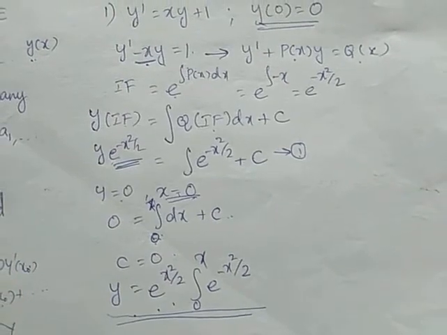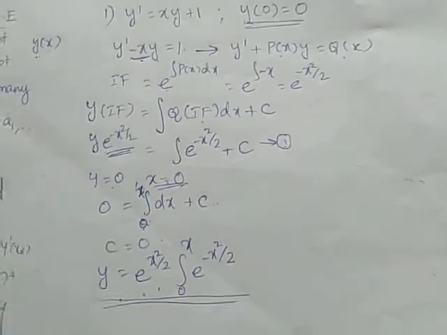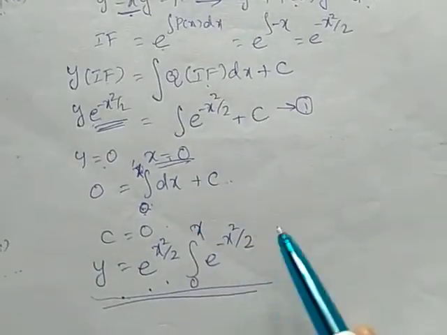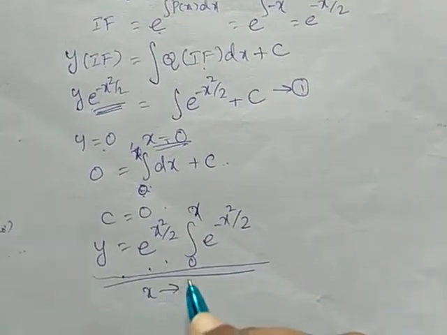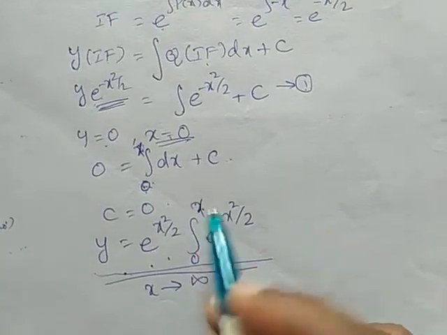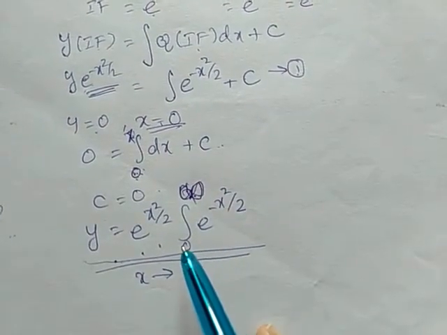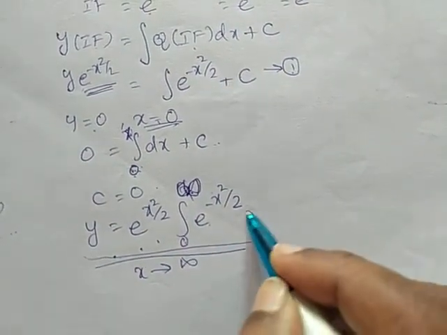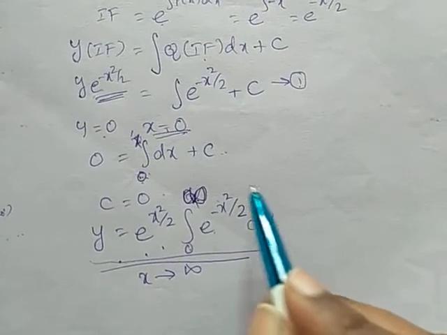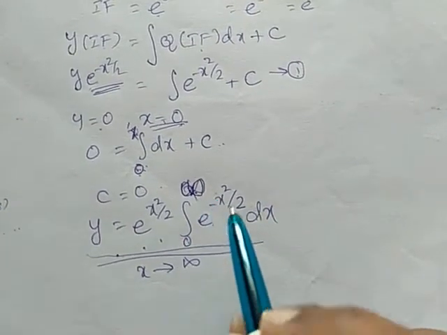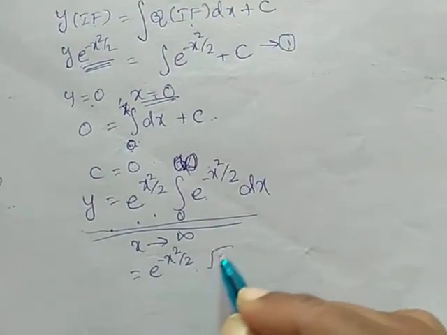Suppose for the same solution we consider a large value of x. When x is large, this local analysis becomes global analysis. So I am taking x tends to infinity. Then this integration is between 0 to infinity. So what is the integration of 0 to infinity of e power minus x square by 2 into dx? This is our standard gamma function result, which is equal to root pi by 2. So we will have the solution as e power x square by 2 into root pi by 2.